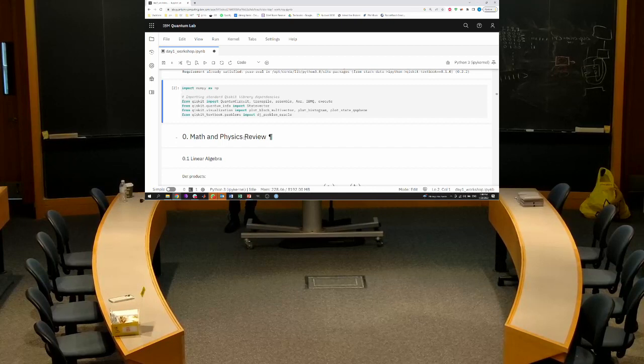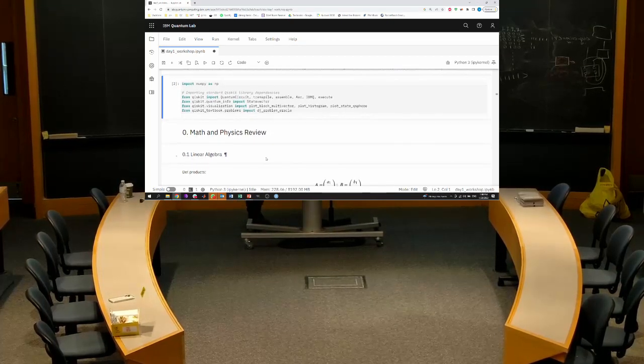This is just the setup. This is just to get all the commands and everything that we need in order to make it work.